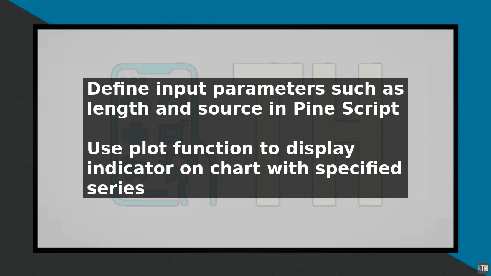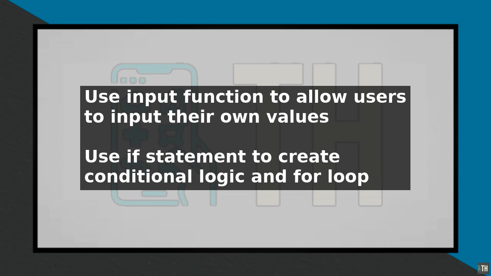indicator. To make your indicator more interactive, use the input function to allow users to input their own values for parameters such as length and source. You can also use the if statement to create conditional logic and the for loop to repeat a series of statements. Once you have written your code, add it to the Tradingview chart by clicking the Add to Chart button.